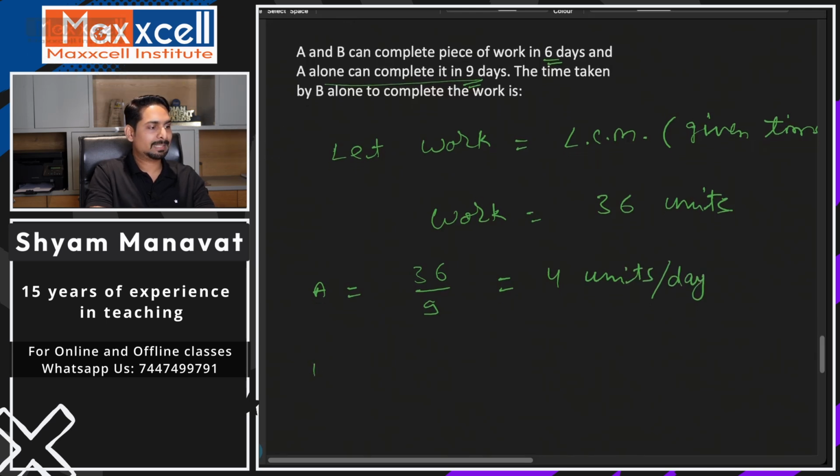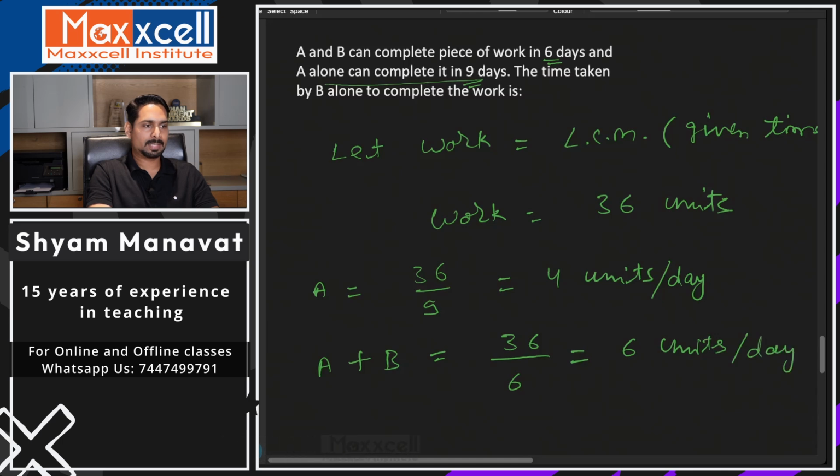What is A and B? The question said A and B working together, so A plus B is the efficiency. Now what is A plus B's efficiency here? They can complete in 6 days, so it should be work upon time. How much is that? 6 units per day, right?